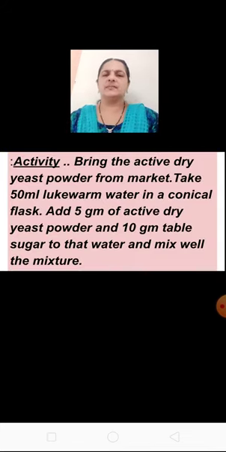This also is a small activity we can do. We can bring active dry yeast powder from the market. Take 50 ml of lukewarm water in a conical flask and then add 5 grams of active dry yeast powder and 10 grams of sugar. So take water, how much? 50 ml of lukewarm water, and add 5 grams of yeast and 10 grams of sugar and mix it very well. Okay, and keep that mixture for some time.